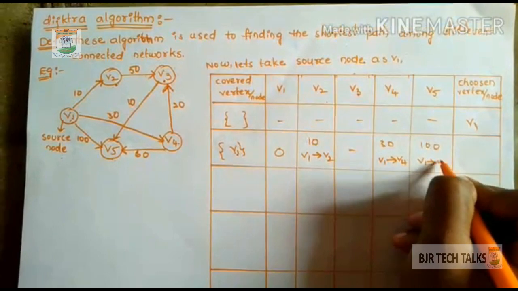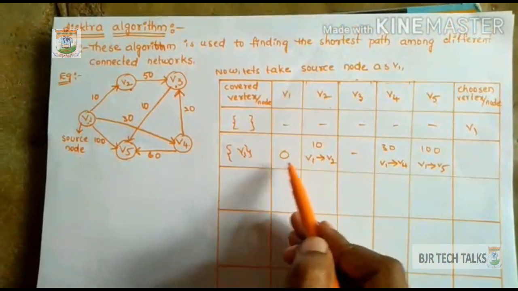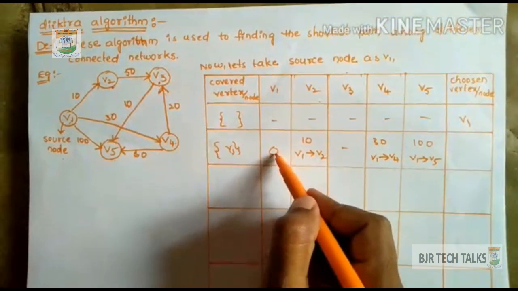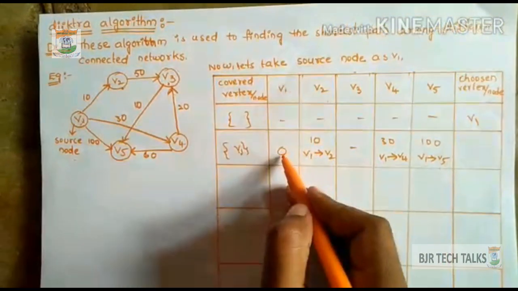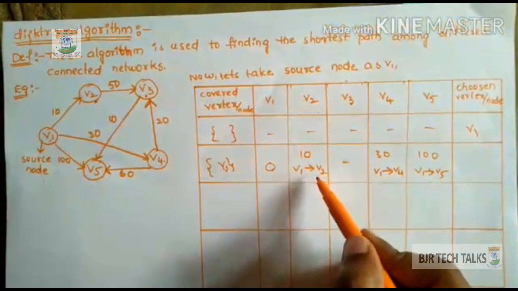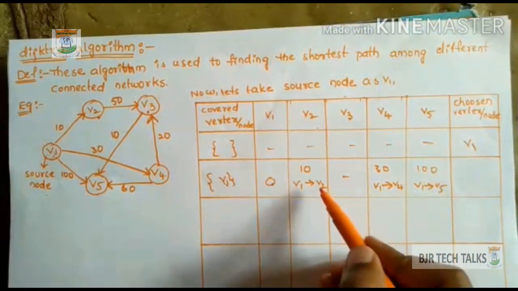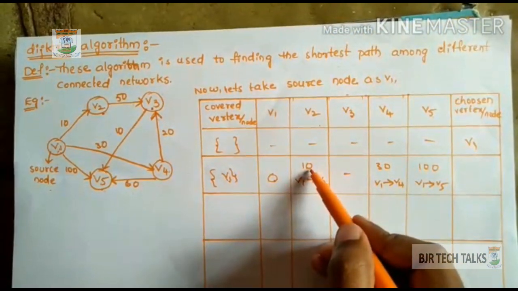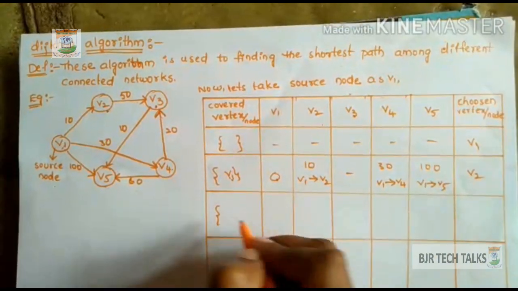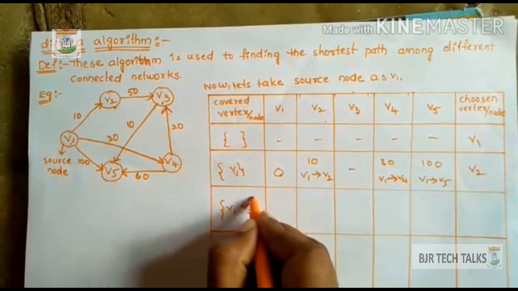Now let's check the least distance from these four. But 0 is the least distance, and V1 is already covered, so it is not taken. We check the least distance from these three nodes. This is the least distance, that is V2. V2 is the chosen vertex. So the covered vertices are V1 and V2.